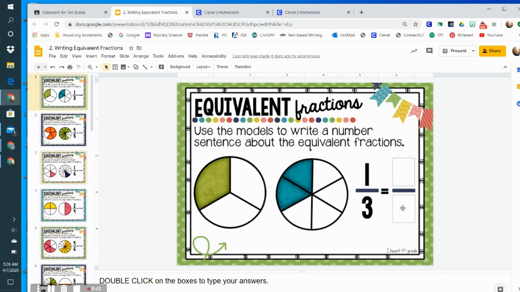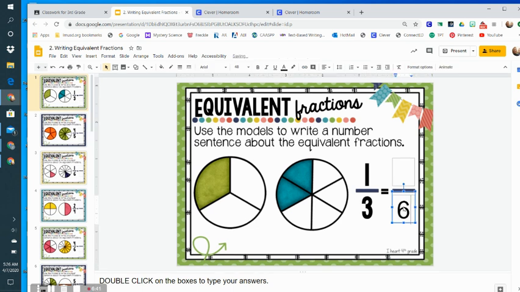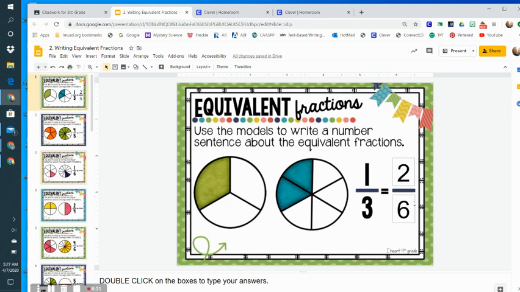That is our denominator. Our numerator, the number that goes on top of the fraction line, is how many pieces are shaded, and easily I can see 2. So the way that you would read this equation is you would say 1/3 equals 2/6. Or you could use a fancy word like equivalent and say 1/3 is equivalent to 2/6. Okay, let's try another one.